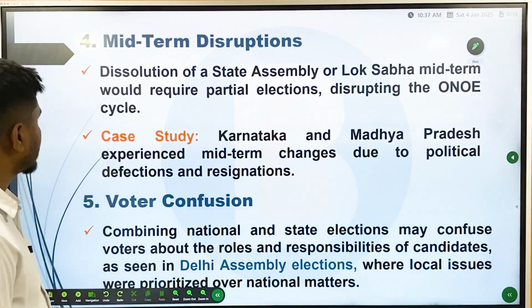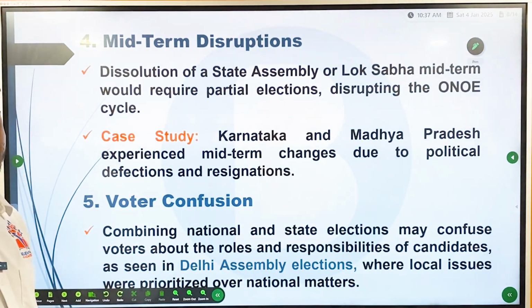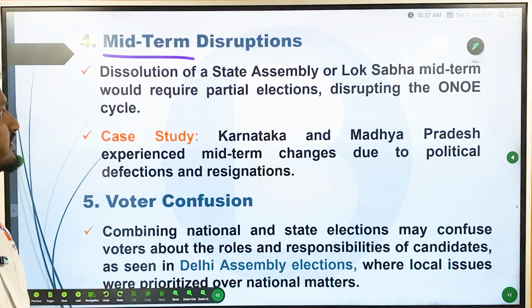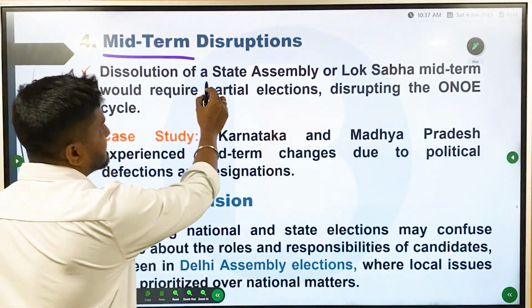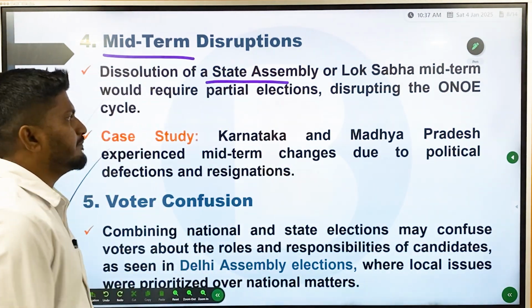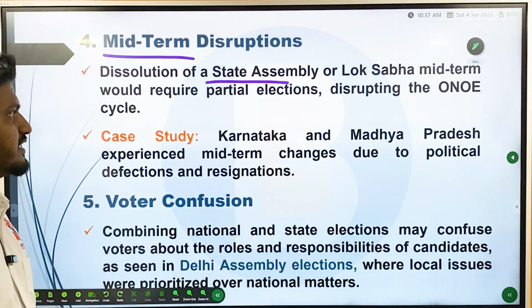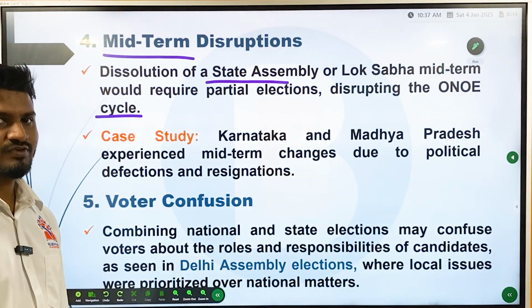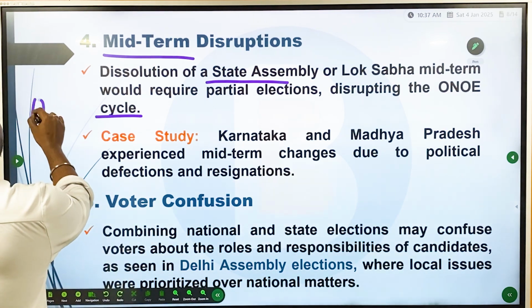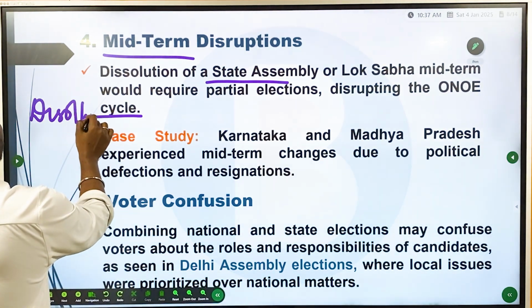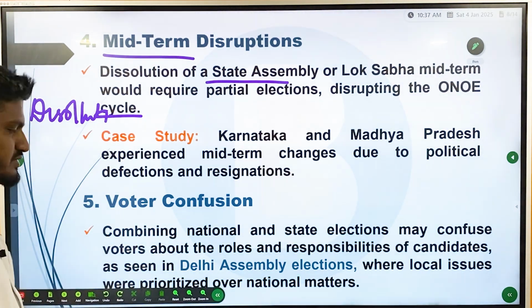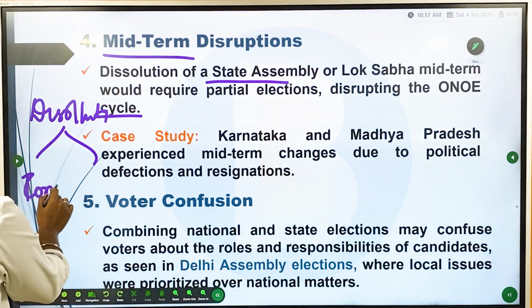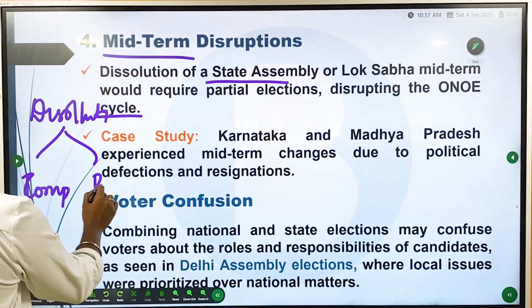Then, midterm disruptions. This is very significant, very important. That is, dissolution of a state assembly or Lok Sabha midterm would require partial elections, which is going to disrupt the One Nation, One Election cycle. Okay, you know about dissolution. Dissolution of the terms, there are two types. One is compulsory, another one is premature.